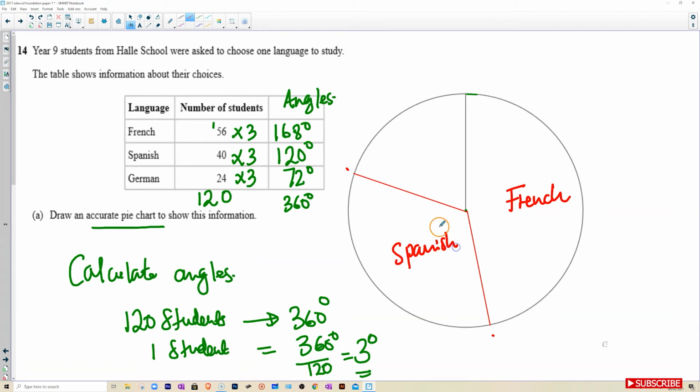Now, if you have drawn this properly, the last bit should be the right angle for German. Make sure you draw this nicely with a sharpened pencil, protractor and a ruler, because you will only get like 1 or 2 degrees leeway. Okay, let's go to the next part of this question.